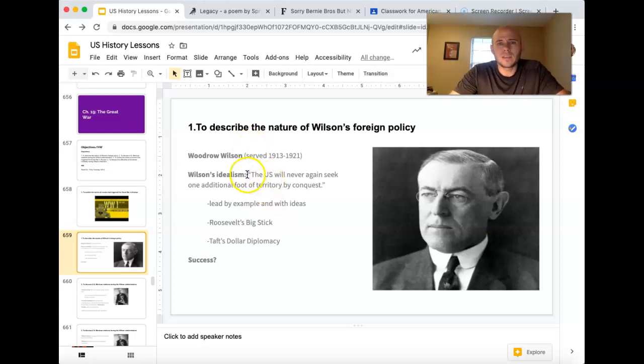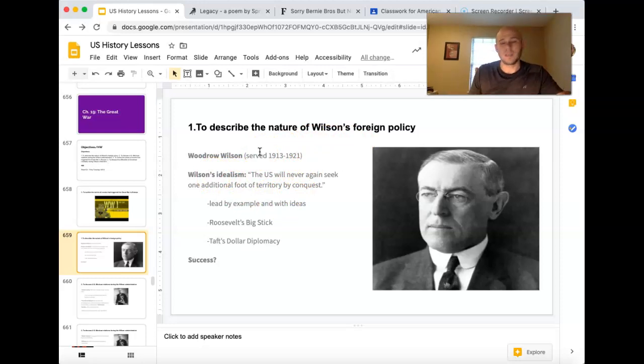Wilson, on the other hand, said the United States will never again seek one additional foot of territory by conquest. What did Wilson mean by that? Wilson was what you call an idealist. He had a PhD. He was the one president we've had with a PhD, and so he lived in the world of ideas.